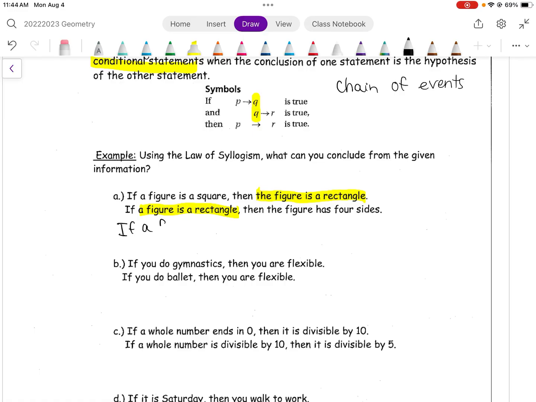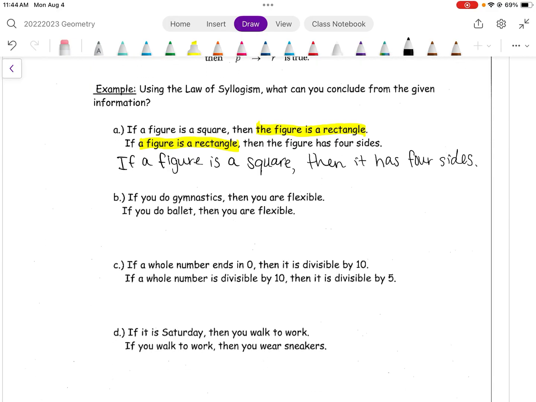So here's how you would write the conclusion for this. If a figure is a square, then that means it's a rectangle. And if it's a rectangle, then it has 4 sides. Do you guys see how I kind of cut out the middle pieces that matched? As long as the middle pieces do match, like the conclusion from the first matches the hypothesis of the second, then that whole chain of events is true, to where if a figure is a square, then it has 4 sides. You can kind of cut to the chase. It's a chain of events. So let's try it again.